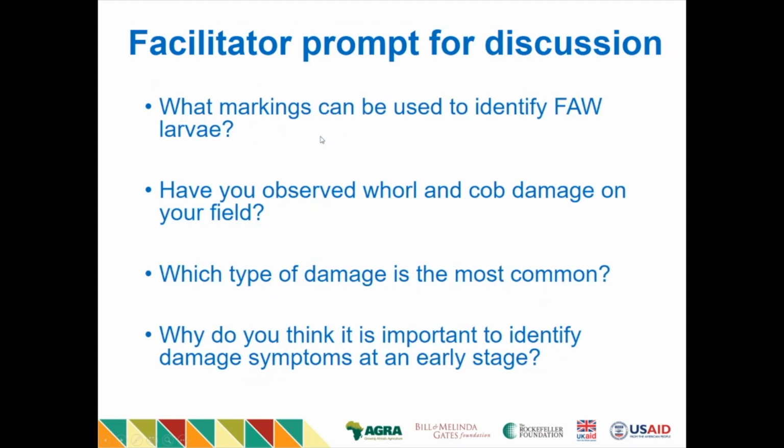So the type of thing that you as a trainer can ask the farmers is, how do you identify fall armyworm larvae? Have you seen cob damage in your field? Because from experience we know that farmers observe a lot more whorl damage than actually materializes in cob damage later on. Which damage is most common, so that they can start thinking about this. And very important, and this is one of the main messages I think, farmers should know that it's important to identify symptoms at an early stage, which gives them time to intervene.